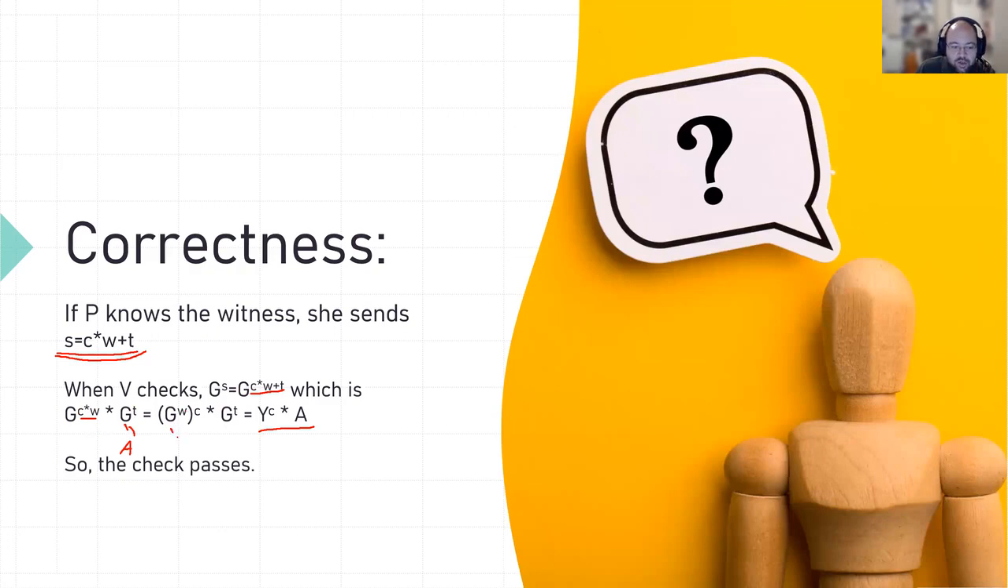G to the W is, as we assumed, Y. So this does work if everybody does what they promised to do. Now, what is interesting is what happens if people try and cheat.